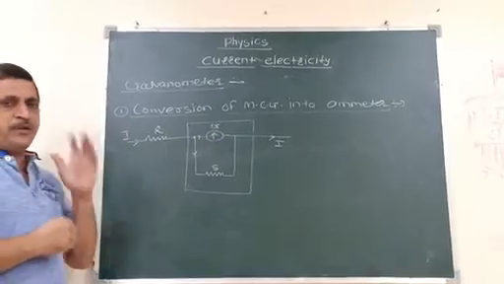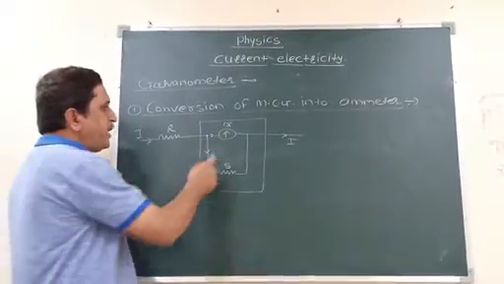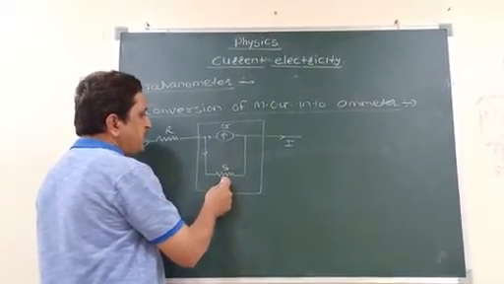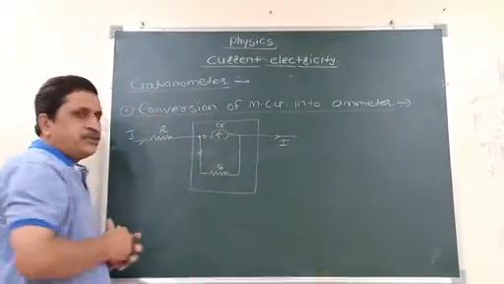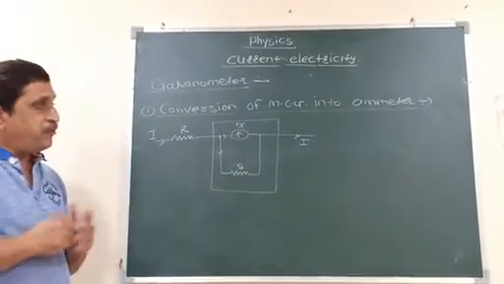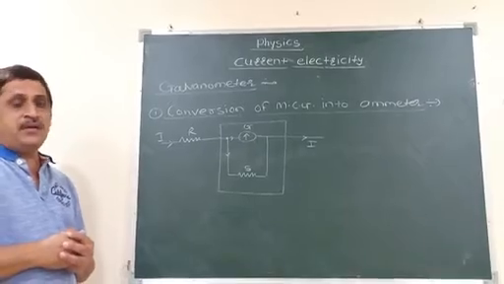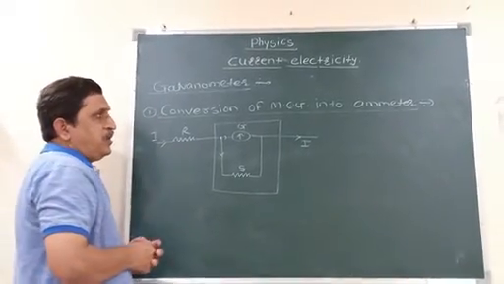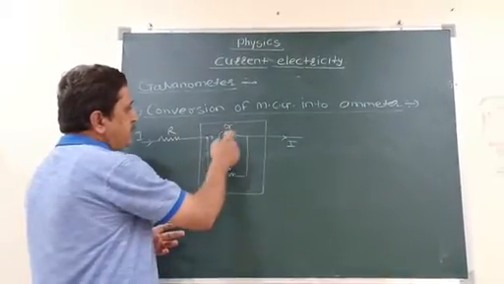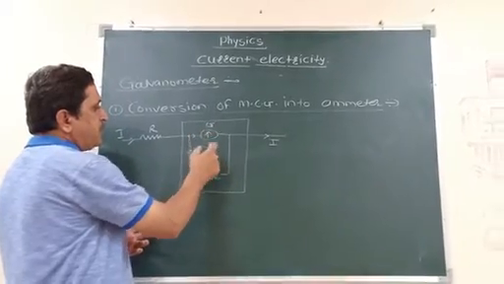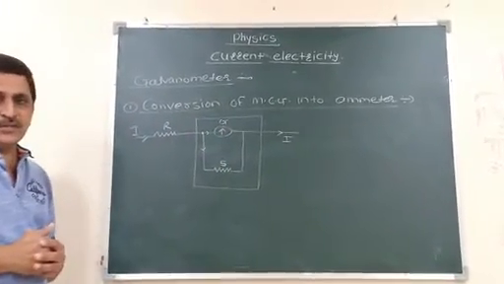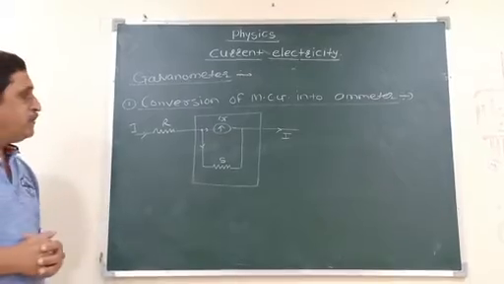That means a galvanometer connected in parallel combination with the external resistance is also known as an ammeter. How can we define an ammeter? An ammeter is an electric device in which a galvanometer is connected in parallel combination with the external resistance. That resistance is also known as shunt resistance.